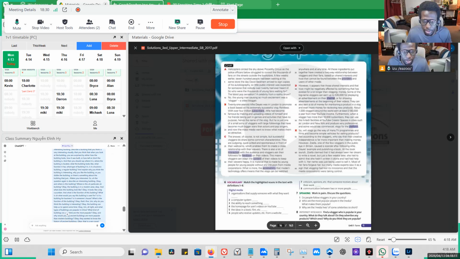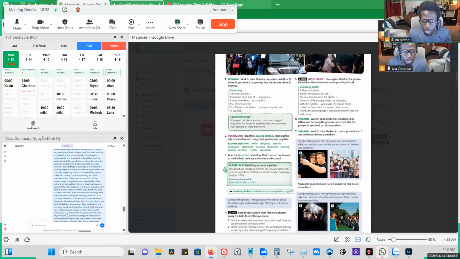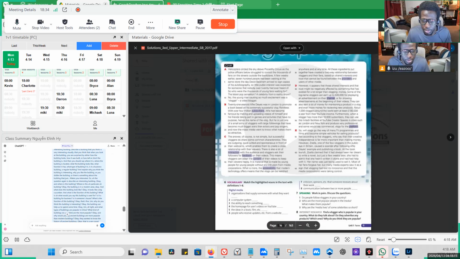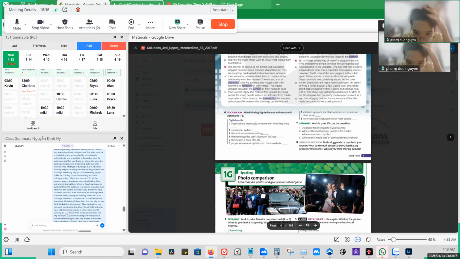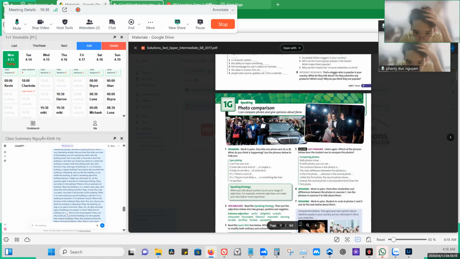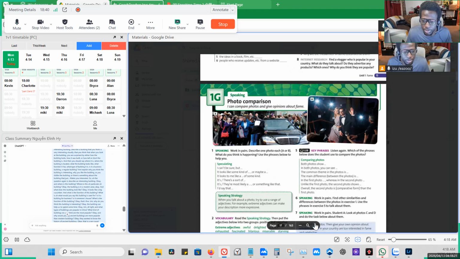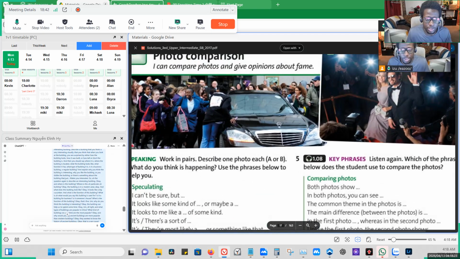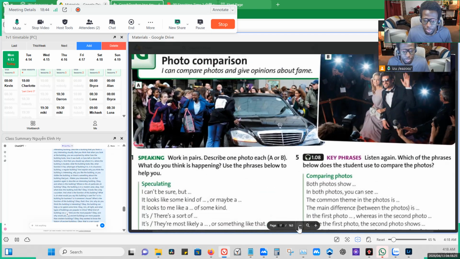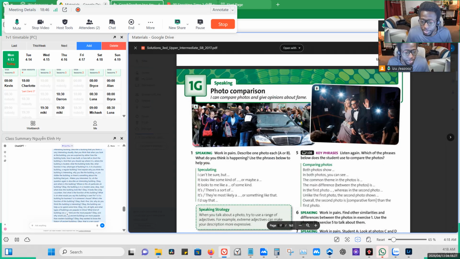All right. Let's see. Okay. Photo comparison. Yeah, we just start off at photo comparison actually. So we're just gonna start again from this.